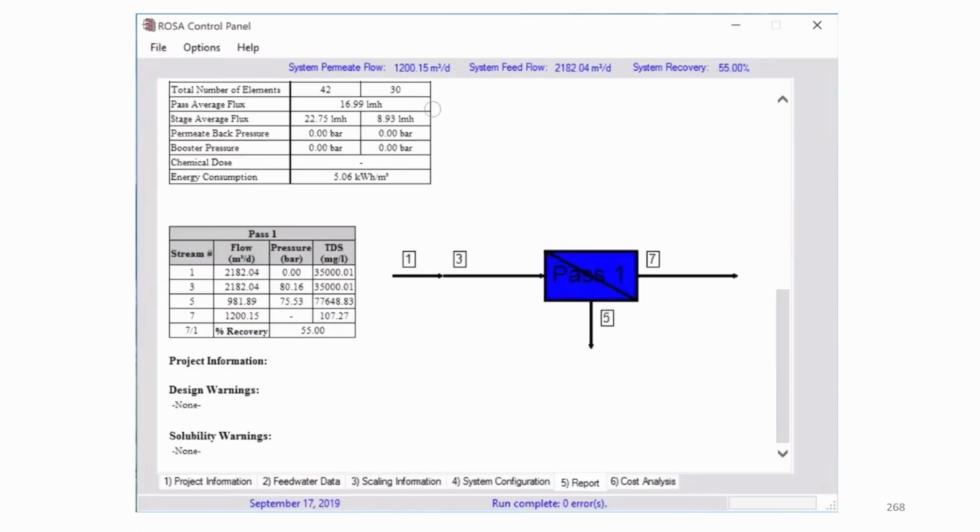Now, if there is a limitation on space and you cannot consider a pressure vessel with 8 elements, you can use this design with 2 stages, with stage 1 having 7 pressure vessels and stage 2 having 5 pressure vessels. In this case, we didn't have any design warnings and the feed pressure didn't change significantly. The TDS limit in our case is 200 milligrams per liter. The result determined with the software is 107 and recovery is 55%.